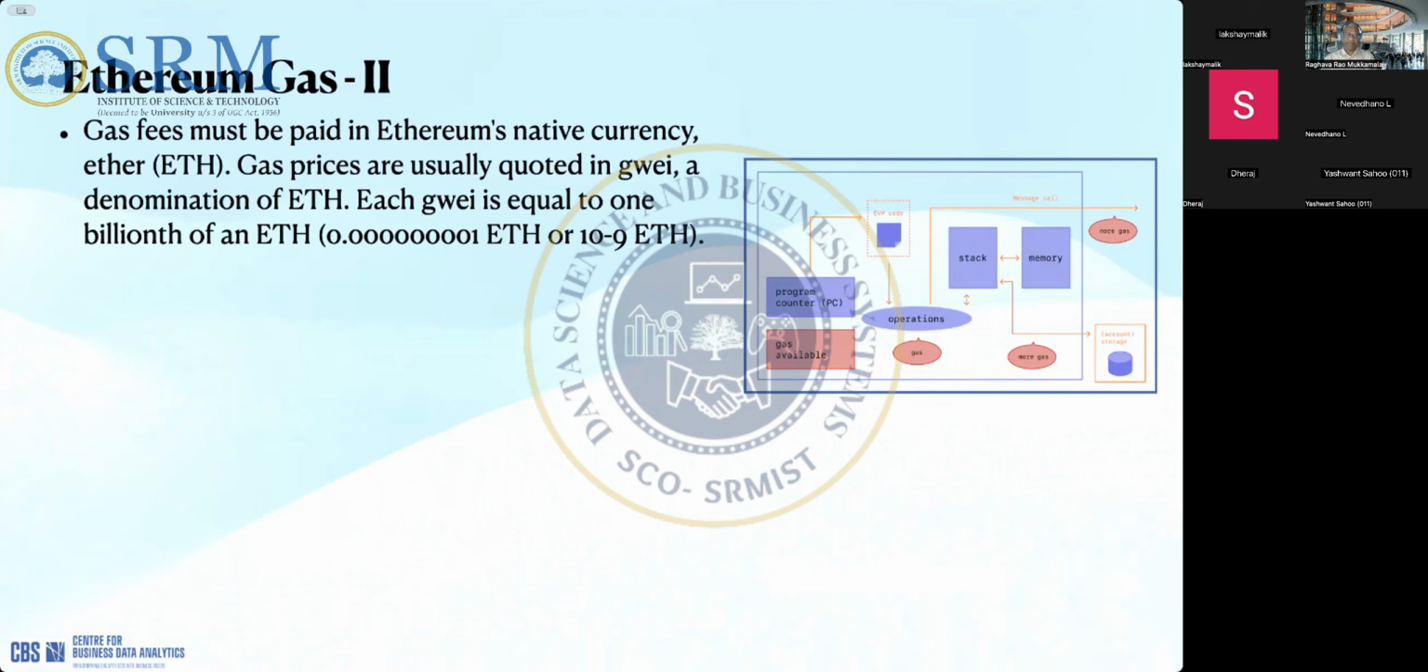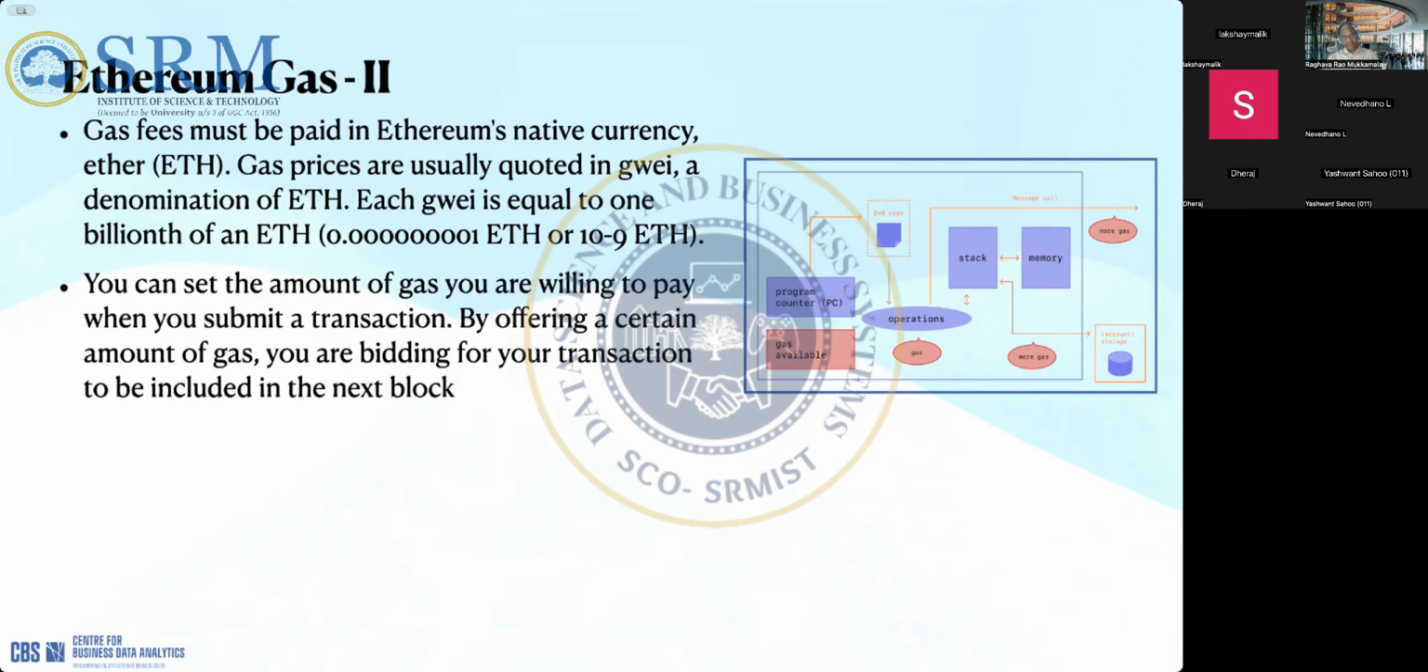Okay, so let's see how the gas fees work. Gas fees must be paid in Ethereum. The native currency is Ether, and gas prices are normally quoted using Gwei. That is a denomination of Ether, and it is nothing but one billionth of an Ether. So a very small amount of Ether.